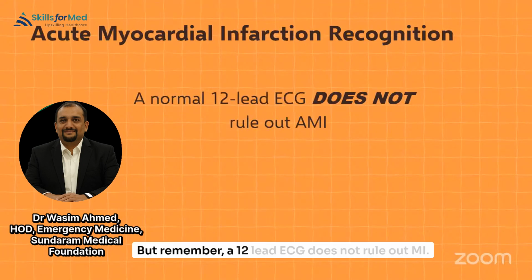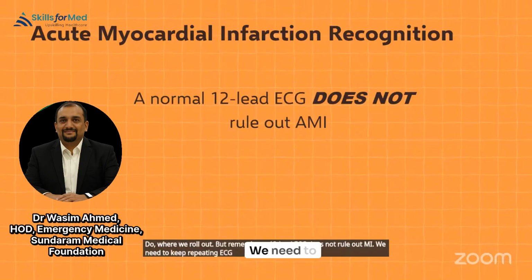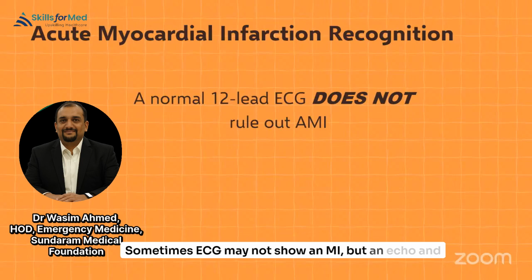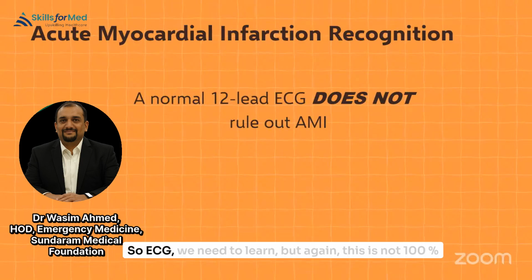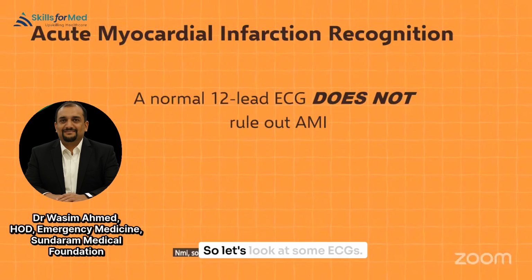But remember, a 12-lead ECG does not rule out MI. We need to keep repeating ECGs. We need to do blood enzymes. ECG may not show an MI, but an echo and enzymes may show an MI. ECG we need to learn, but again, this is not 100% accurate. So let's look at some ECGs.